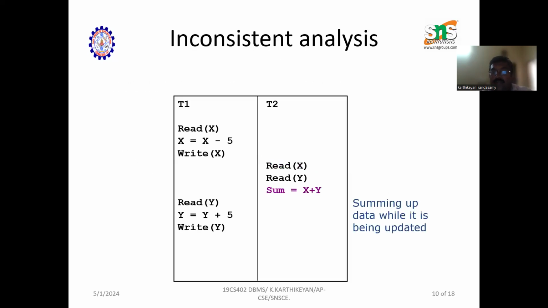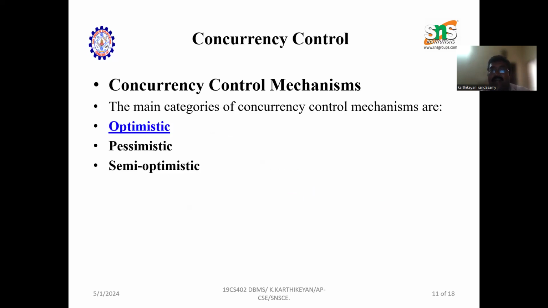So T1, T2: read x equal to x minus 5, write x, and read x, read y. Sum equal to x plus y, the read value y equal to y plus 5, write y. The summing of data while it is being updated. This is called inconsistent data with process.